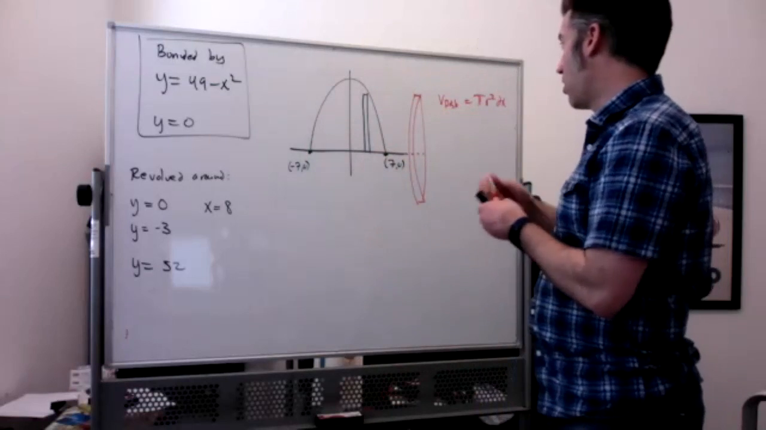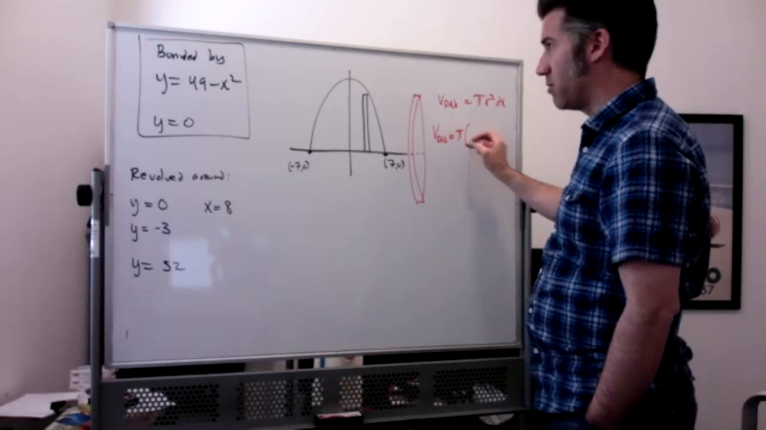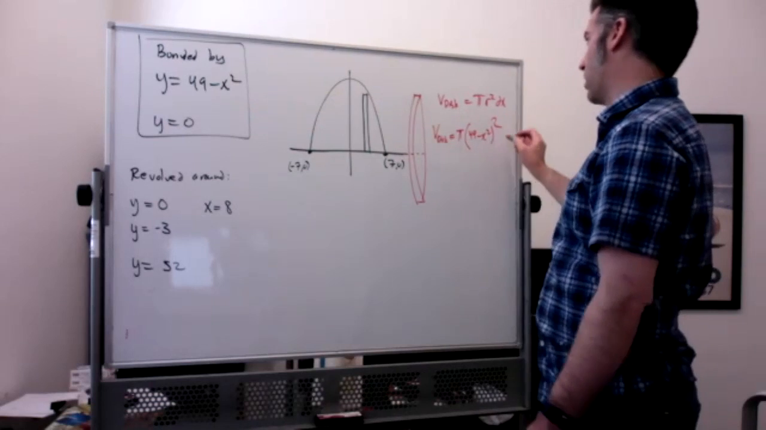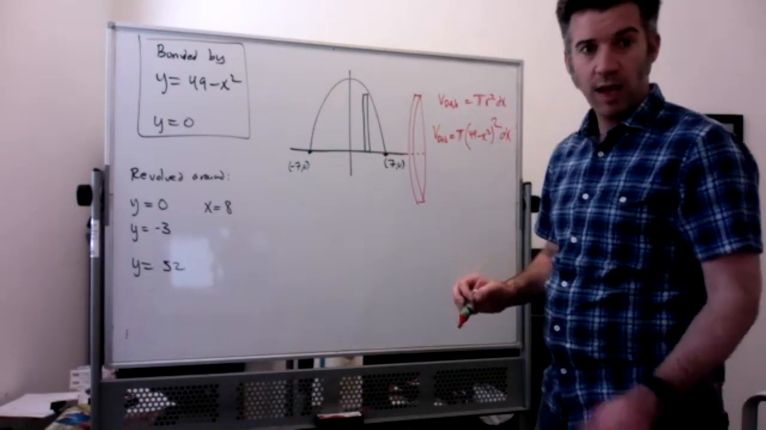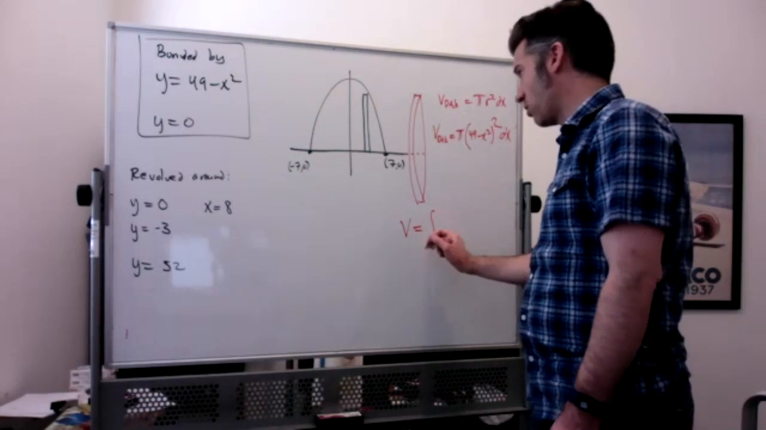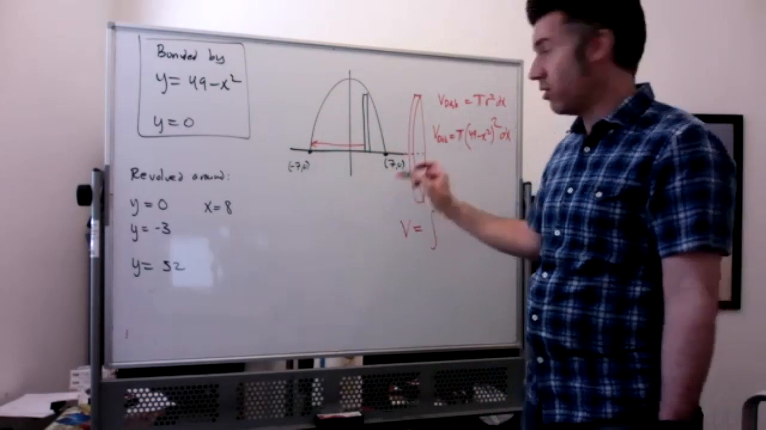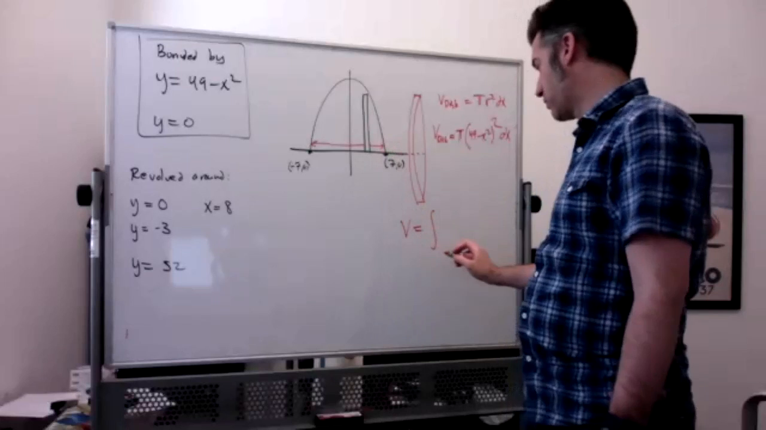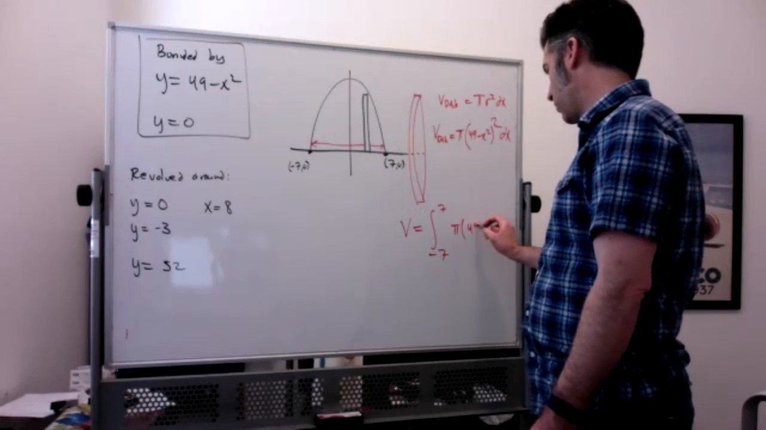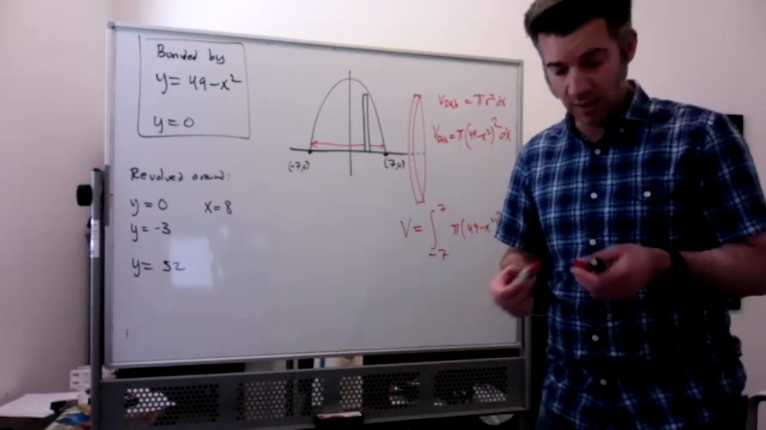So here, the volume of our disk is pi times 49 minus x squared, that's our radius, quantity squared, times dx. And then the total volume would be the integral from as far left as the vertical rectangles can go to as far right as they can go, which is from -7 to 7 of pi times (49 minus x squared) squared dx. That's how you'd set up that integral.